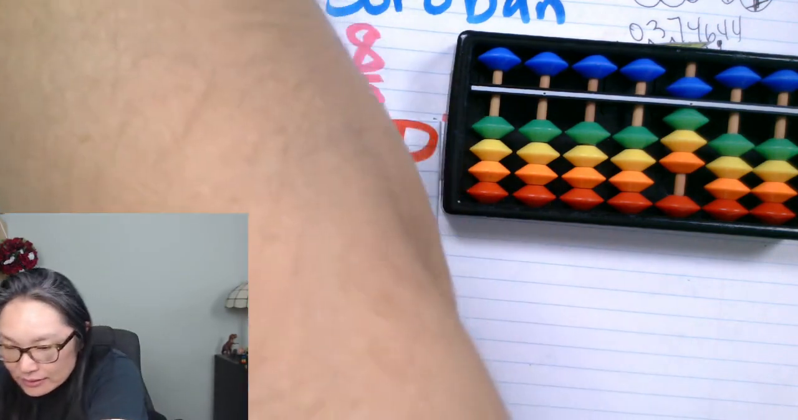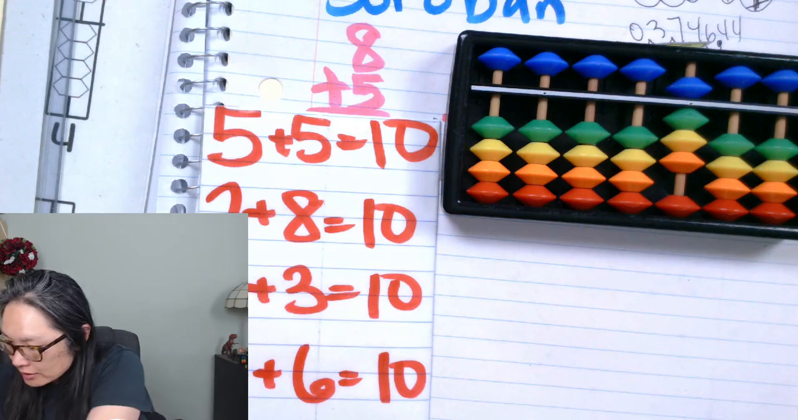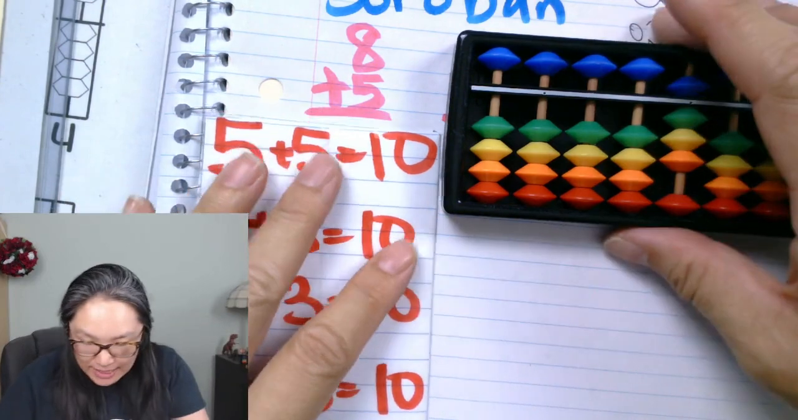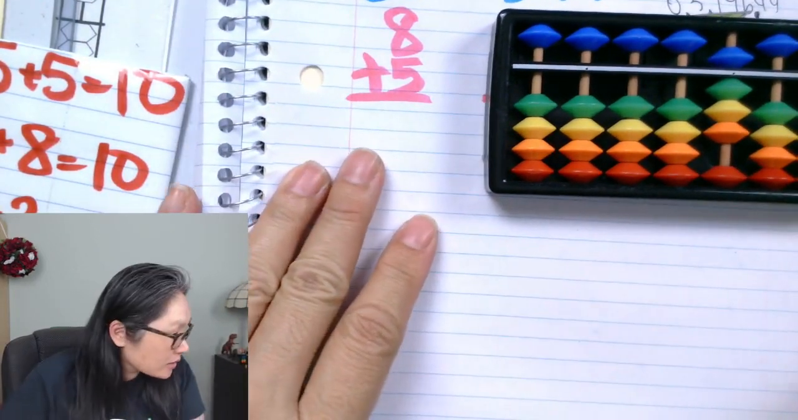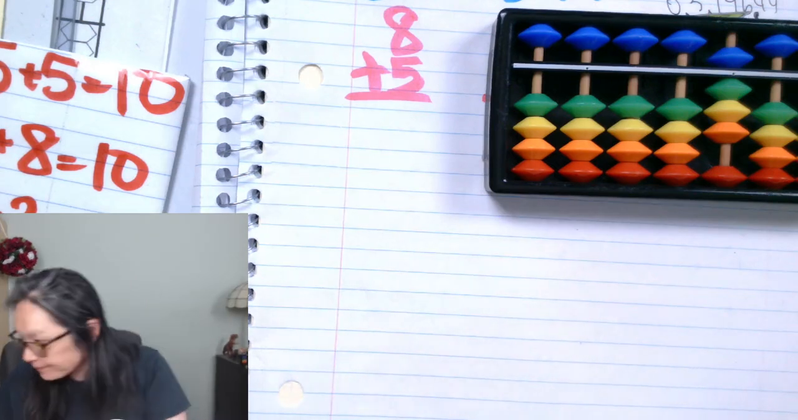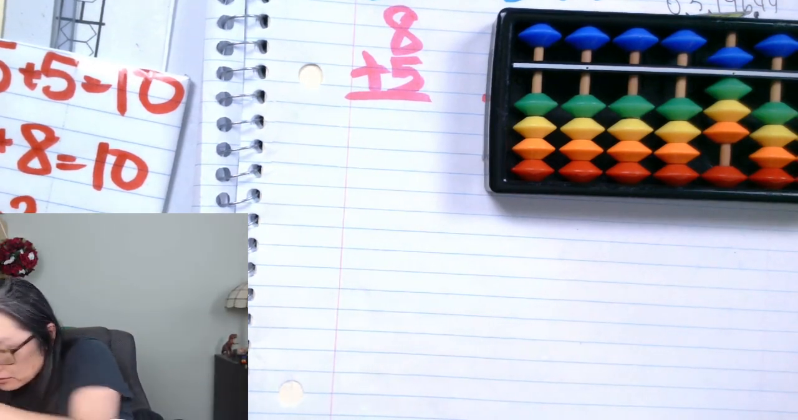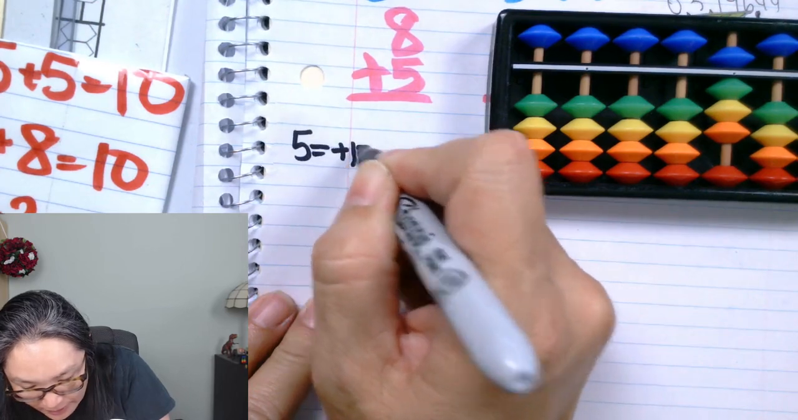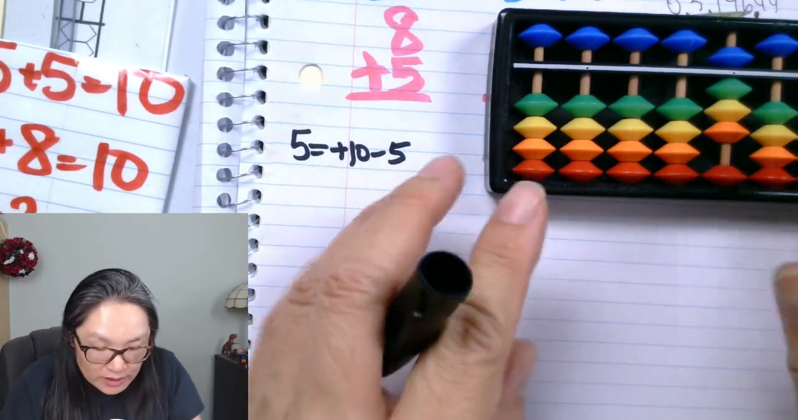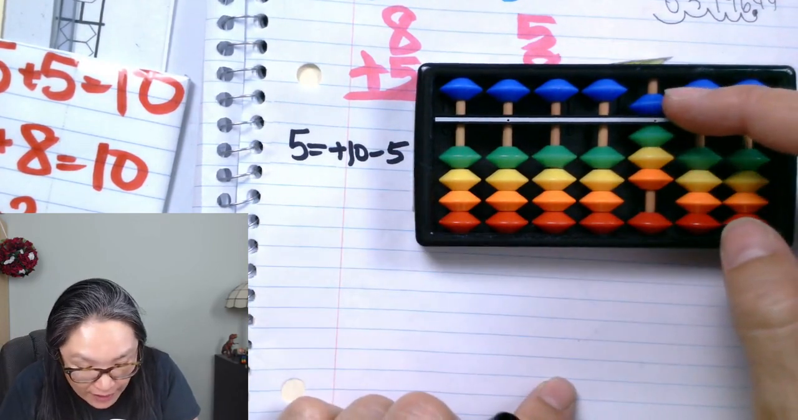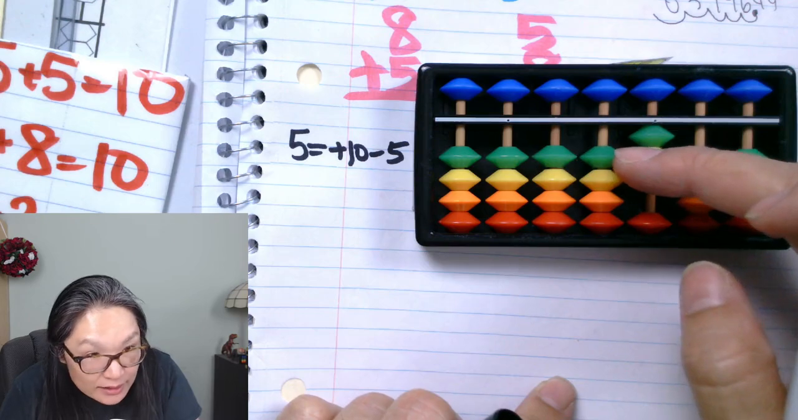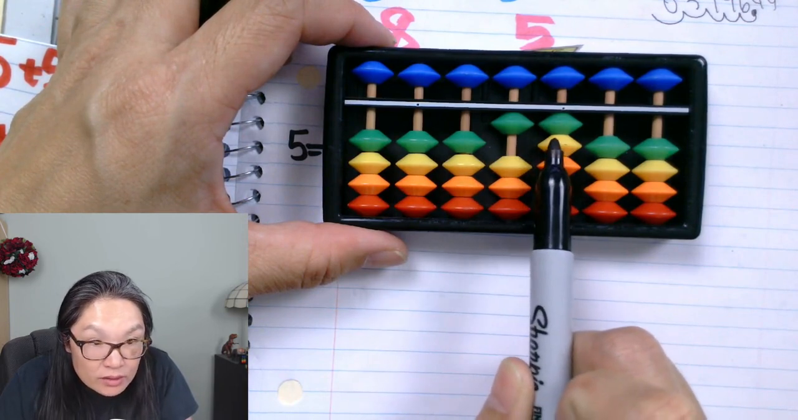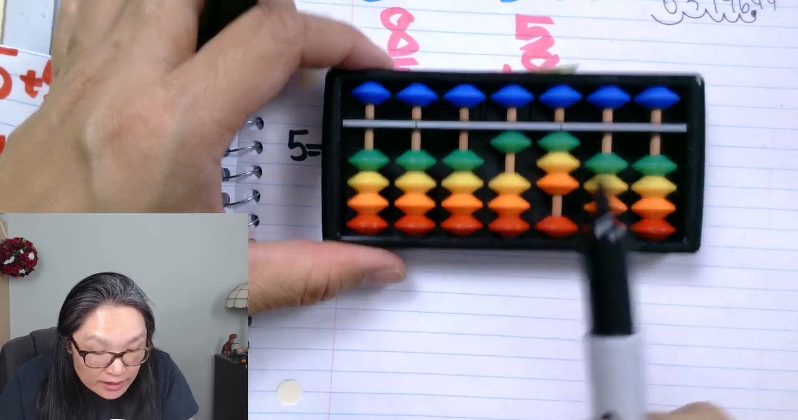How do we make a 10? Do you remember how to make a 10? Yes. Add the 10, subtract the 5. Yes, exactly. So what we're going to do is add the 10, subtract the 5. When we do that, plus the 5 is equal to plus the 10 minus the 5. So I'm going to minus the 5 and I'm going to plus the 10. When I plus the 10, notice it's a 1 and a 0. So when I look, my final answer is 13, which is good.